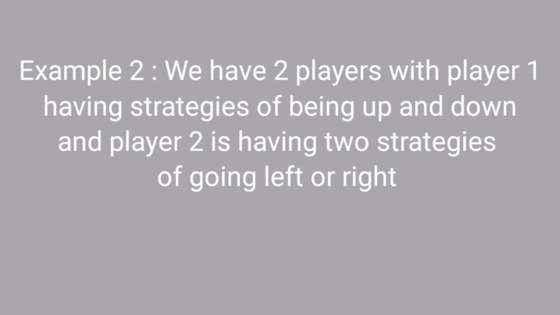So guys, now I have my second example. We have two players, with player 1 having strategies of being up and down, and player 2 having two strategies of going left or right. I will now be showing you the payoff matrix and then how to solve it.